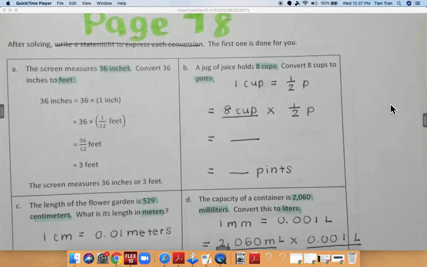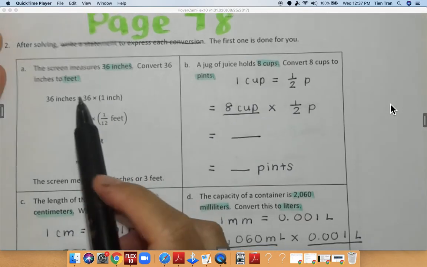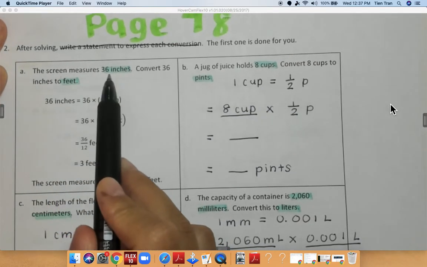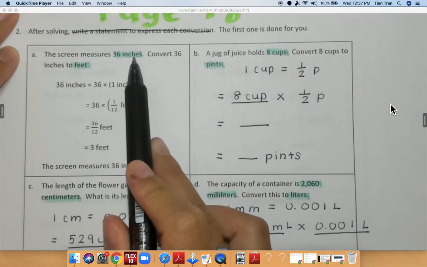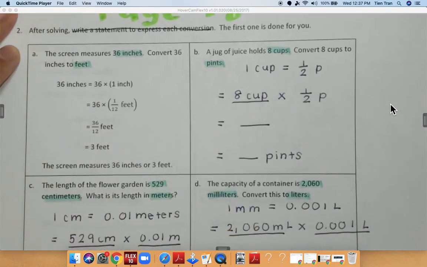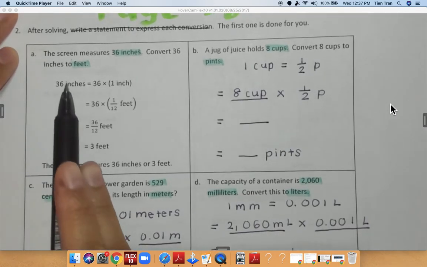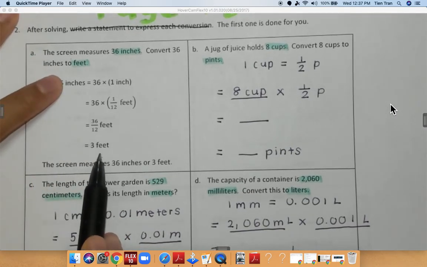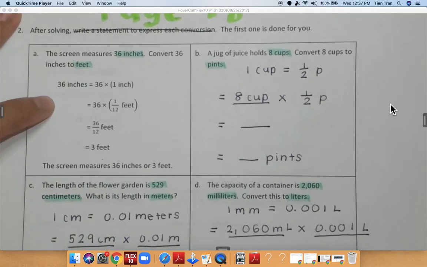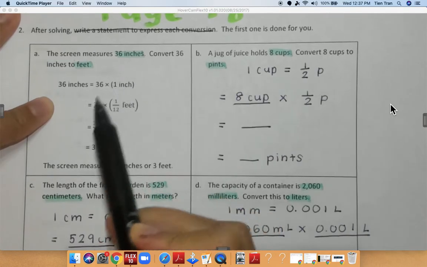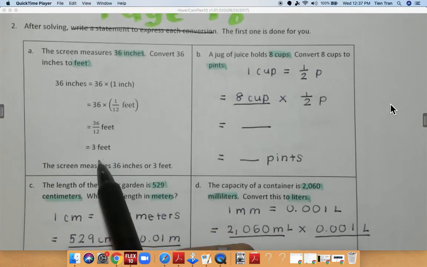So we are going to solve, okay? For problem A, they give you an example. The screen measures 36 inches, convert 36 inches to feet. So we're going from inches to feet. We know that inches is smaller than feet. So that means that our number is going to be bigger than 36 inches because we're converting it to feet, right? It gets smaller, or technically bigger. So we are multiplying 36 times 1/12 of a foot in order to figure out how many feet we would get.